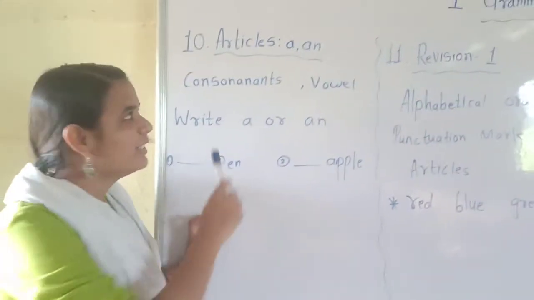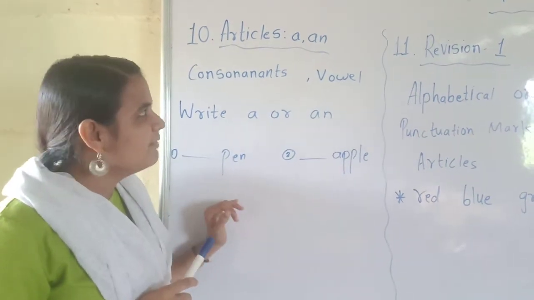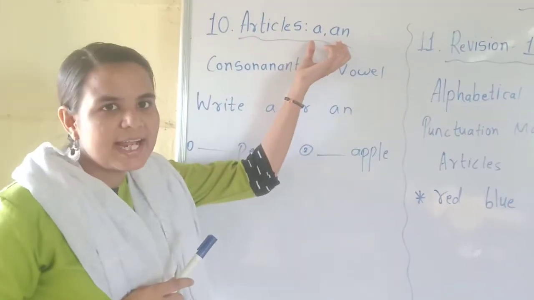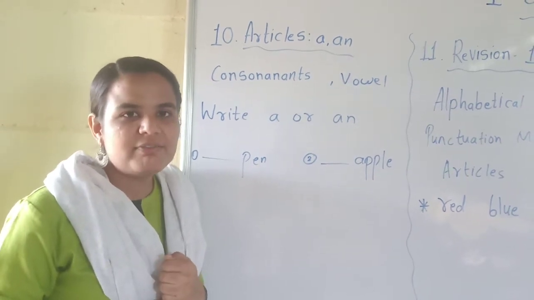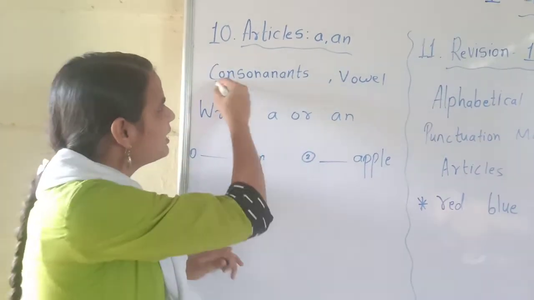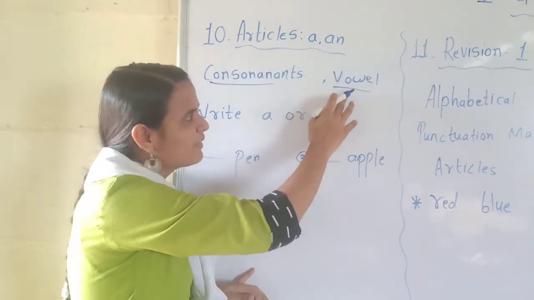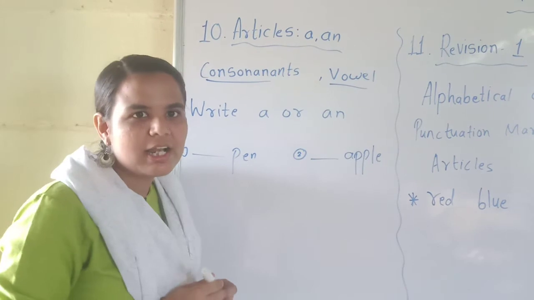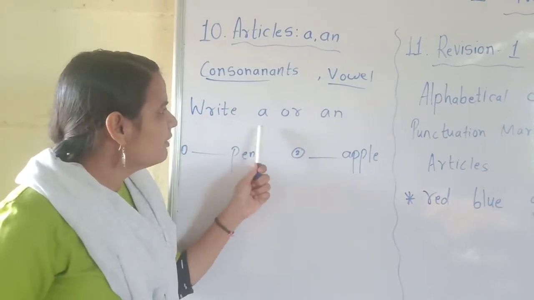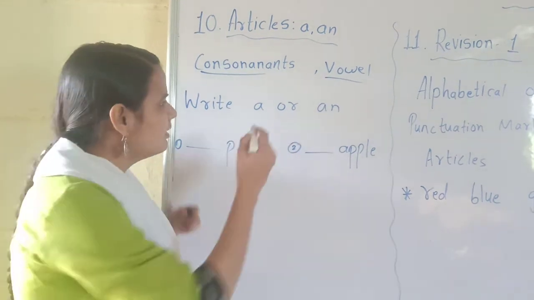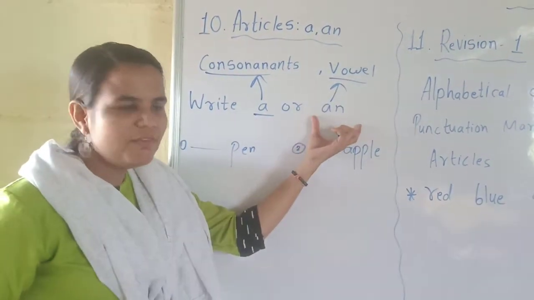So our lesson number 10 is articles a and an. In this lesson we have learned about the use of a and an. Students, we know in the alphabet there are 26 letters. From that, 21 are consonants and 5 are vowels. We know vowels are A, E, I, O, U and the rest of the letters are consonants. So we use a with consonant letters and an with the vowel letters.